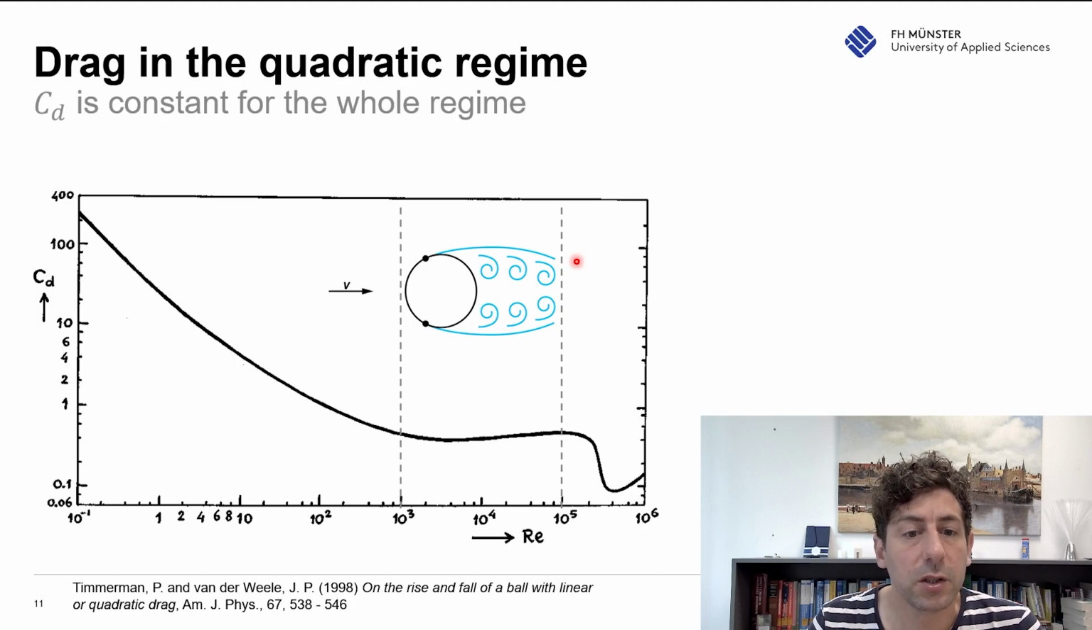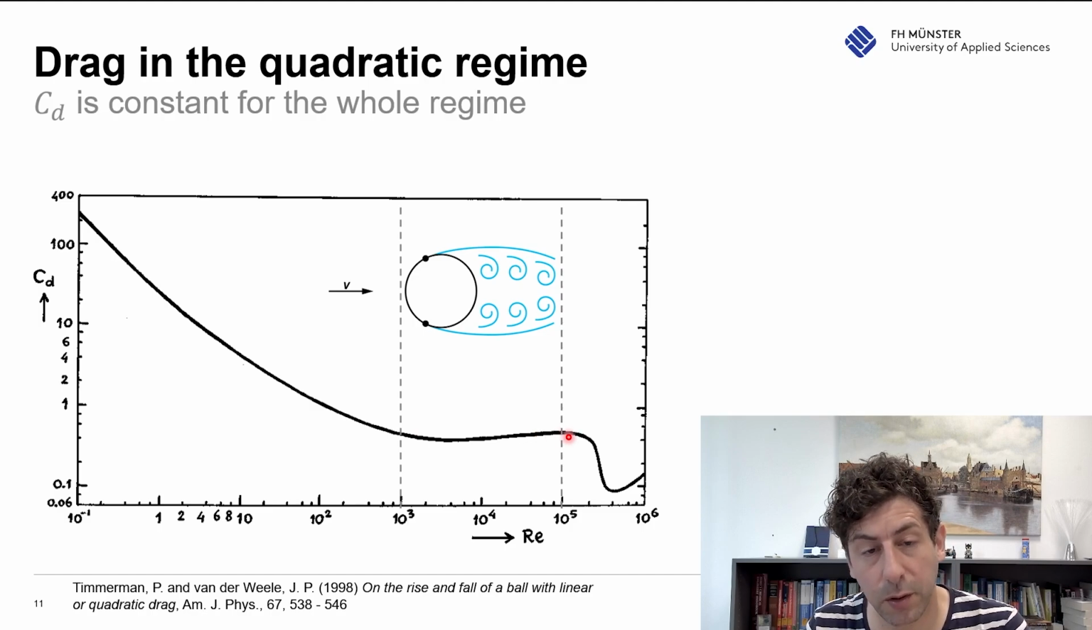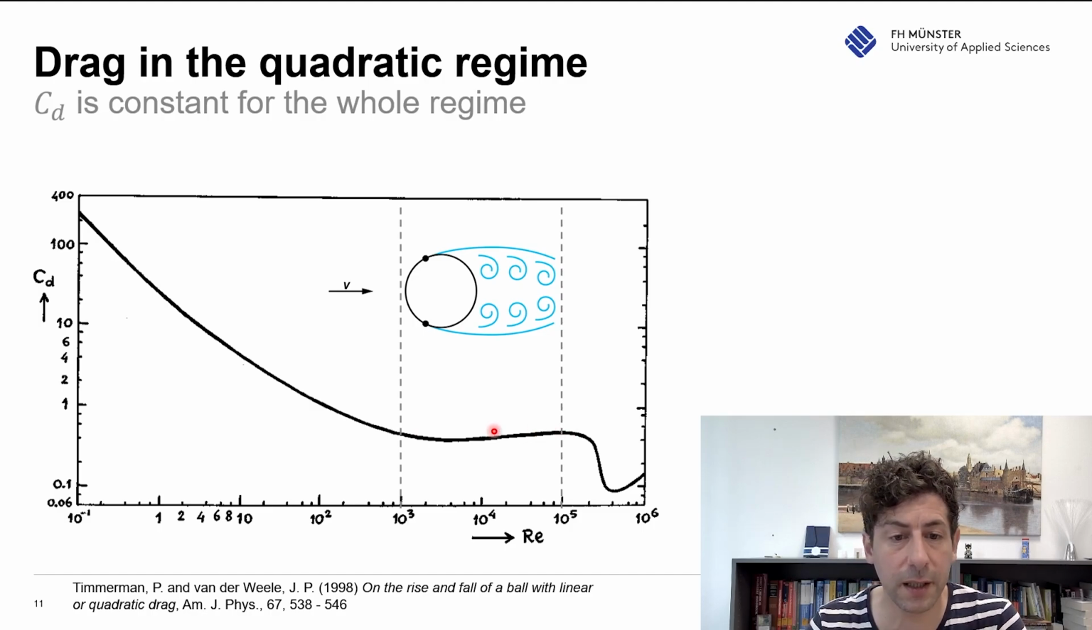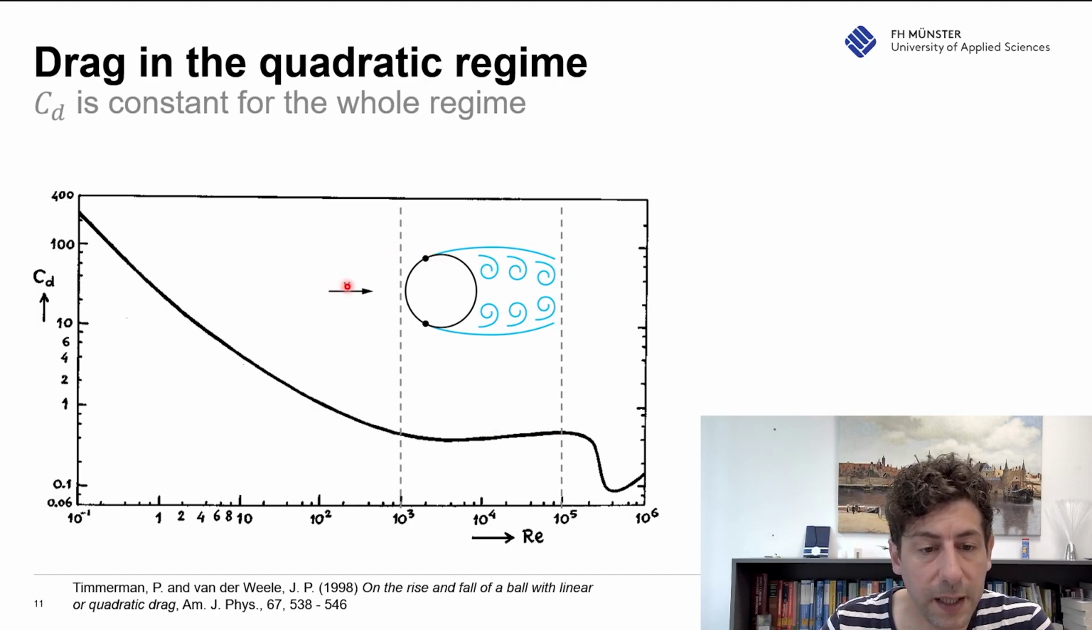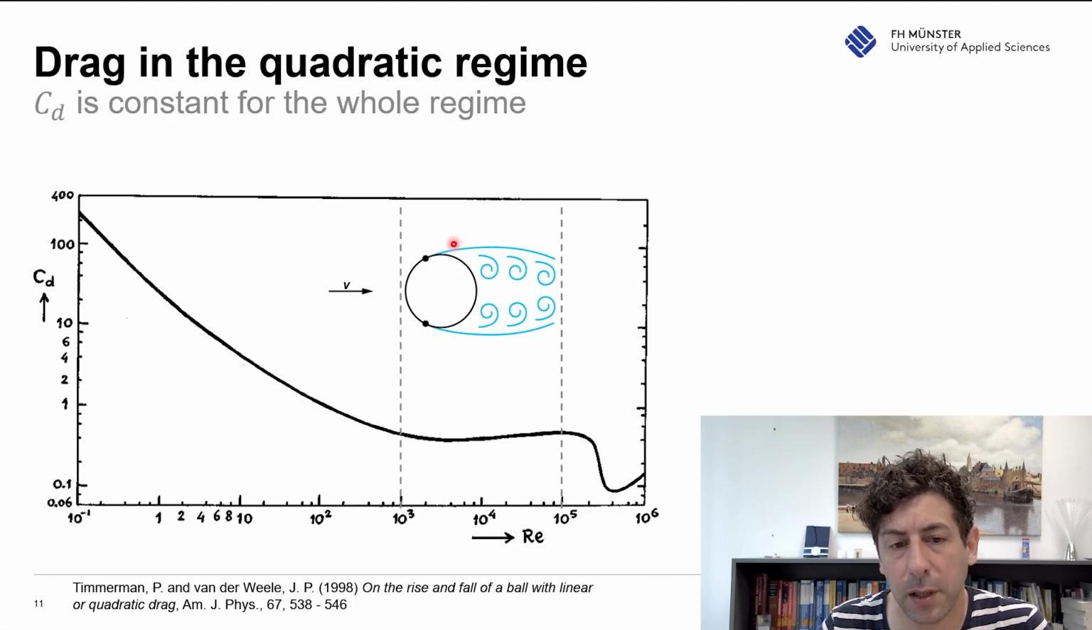Okay, so if we go further, we increase the velocity more and more and more. The Reynolds number increases more. We have this area from Reynolds 10 to the power 3 to Reynolds 10 to the power 5. And in this area, now the streamline comes in laminar, but detaches much earlier than in the area before. So we have a huge low pressure area behind the particle, right?